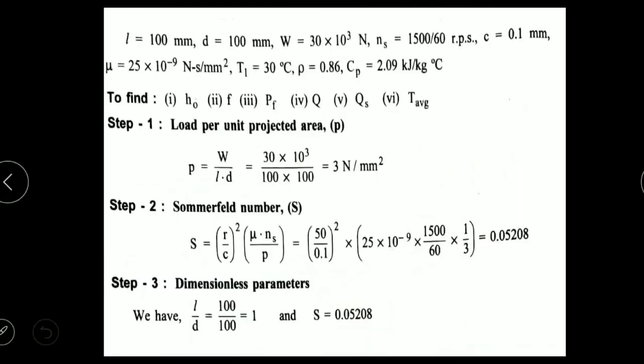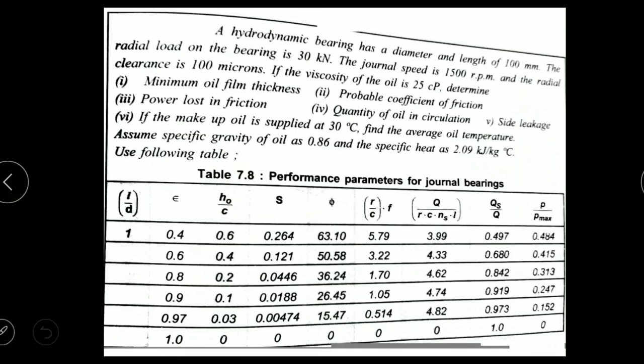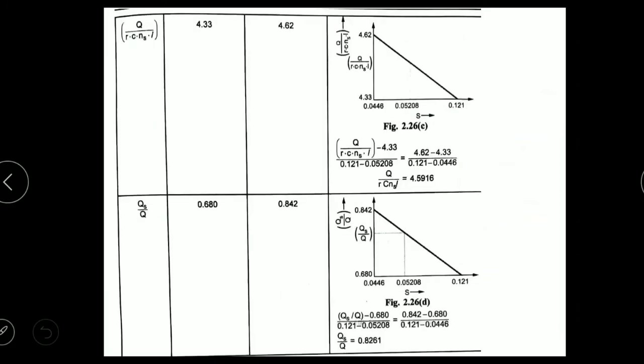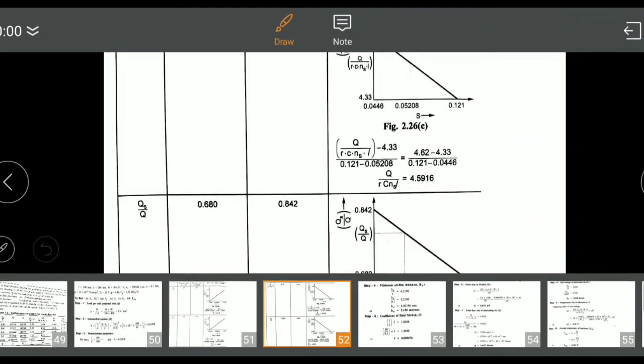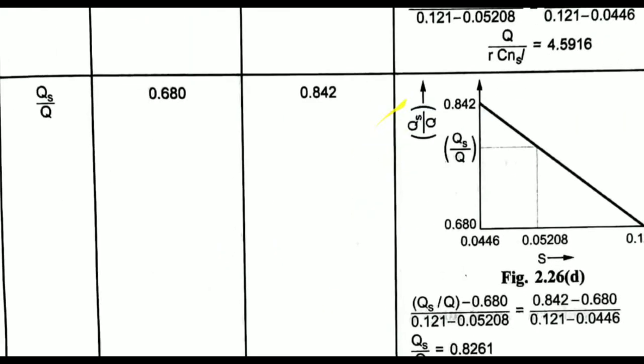So go to the given data, flow rate also we have covered. Now last is side leakage. Now this chart we have chosen. So it means that side leakage is situated in between 0.680 and 0.842. Go to next slide. See this graph. We want to calculate Qs by Q.